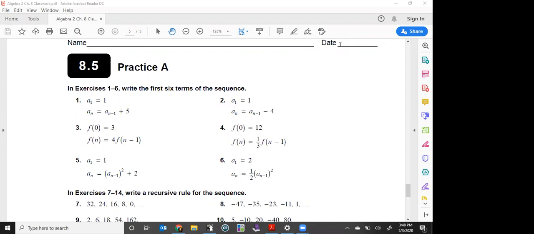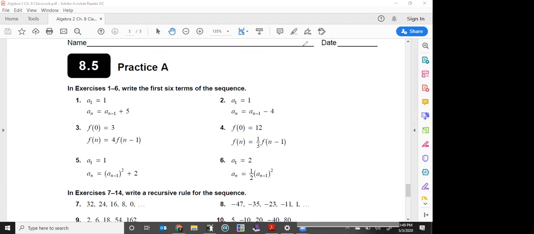Okay. Now, as long as you can remember that this little n-1 thing means previous, that was really bad. Nothing good. Previous term. So that n-1 right there, a sub n-1, just means previous term. Okay? If you can get that, then this is actually going to be super easy.